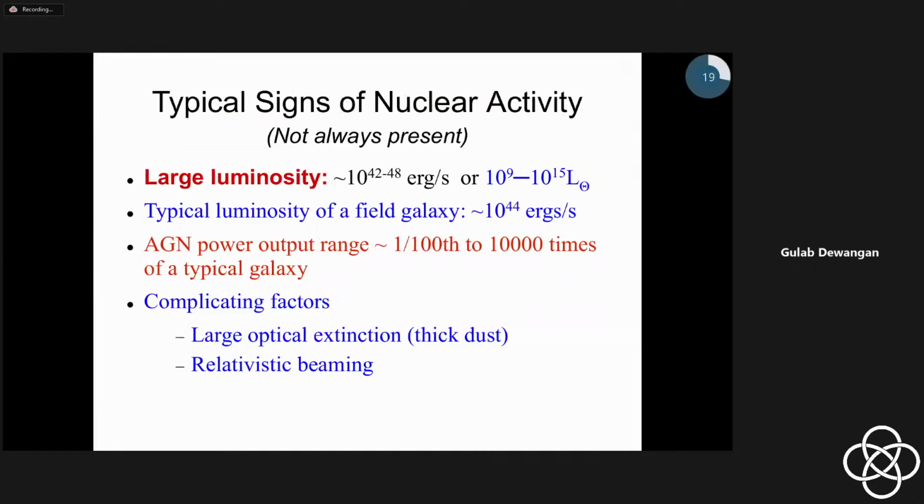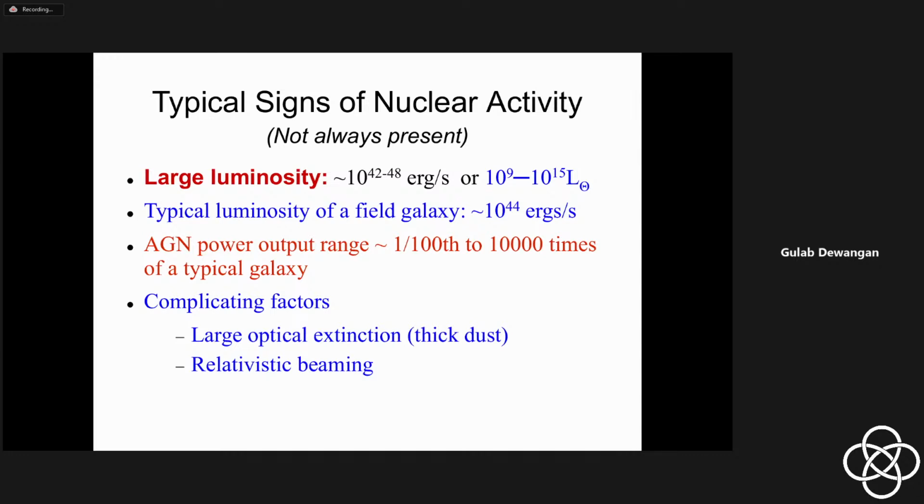So what are the other characteristics? They have a very large luminosity. The luminosity from AGNs can range from 10 to the power 42 to 10 to the power 48 ergs per second. And if you compare this luminosity range with the luminosity of our Sun, which is 2 into 10 to the power 33 ergs per second, that means these objects have luminosity something like 10 to the power 9 to 10 to the power 15 times the luminosity of the Sun. They are so much more powerful compared to our Sun.